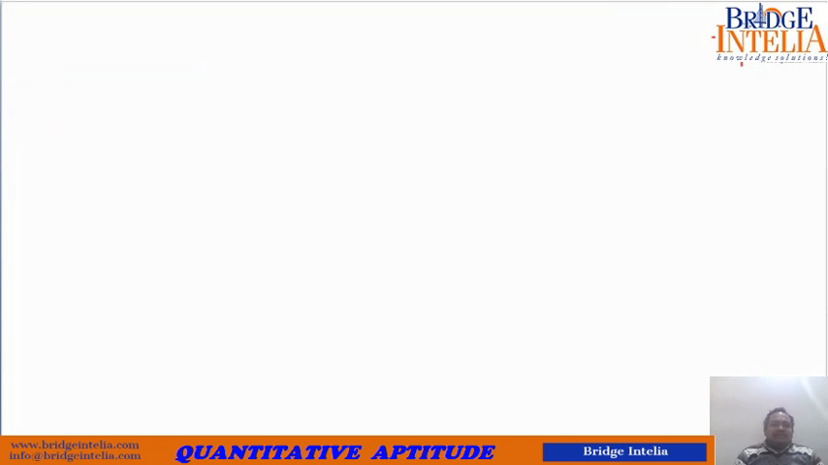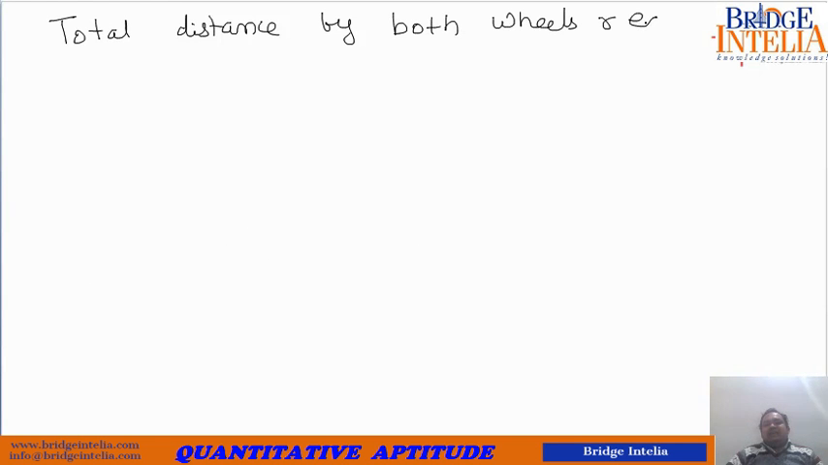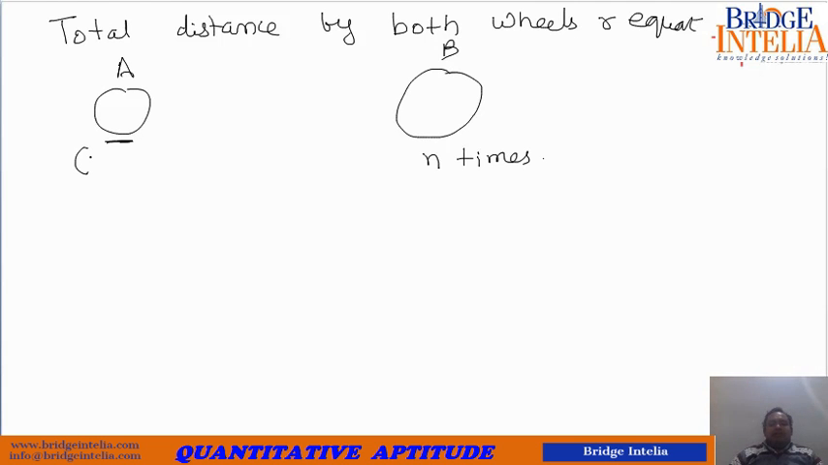So now let's see the total distance covered by wheel A. Total distance covered by both the wheels are same. Total distance covered by both wheels are equal. So wheel A, smaller one, wheel B, bigger one. So this wheel is rotating 5,000 times more. So let this rotate n times. So the smaller wheel is rotating n plus 5,000 times.